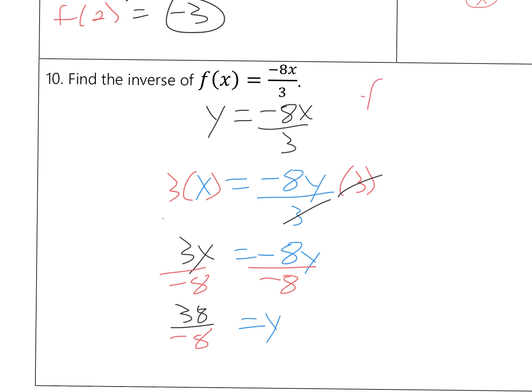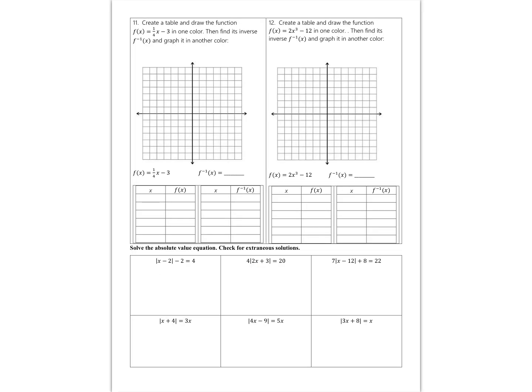So the inverse of x then would be equal to 3x divided by negative 8, or negative 3x over 8. All right, let's move to the next page.